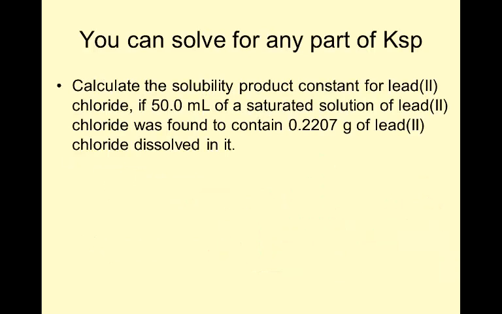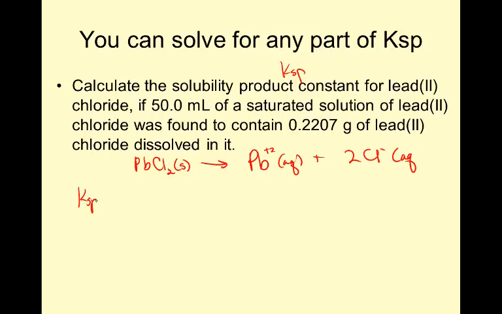So calculate the solubility product constant. So find the KSP for lead 2 chloride. If you have 50 milliliters of a saturated solution, and that 50 milliliters had 0.2207 grams of lead chloride dissolved in it. Okay, so let's write the dissolving equation. PbCl2 is the solid, dissolves into lead ions and 2 chloride ions. KSP expression, KSP, is going to equal concentration of lead ions times the concentration of chloride ions, and because there's a 2 there, we got to square that.